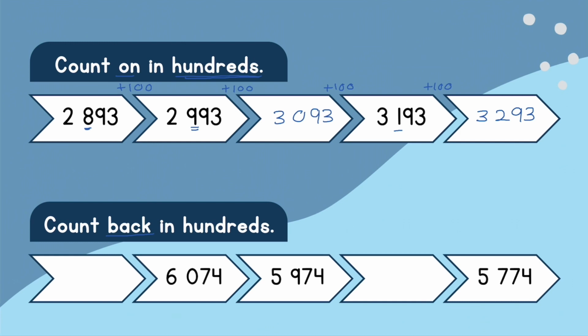Again, count back means count backwards in 100 steps. So the number will be different in hundreds. So again, here we have the second number, which is 6,074. If we count back, that means we minus 100 steps. The hundreds number, from 6,000, we minus 100, we'll get 5,974. Minus 100. So 900 minus 100 will be 5,874. Minus again with 100 will be 5,774.